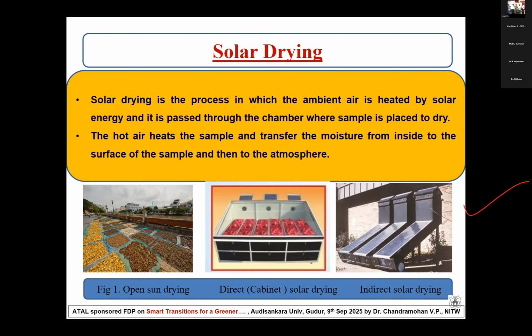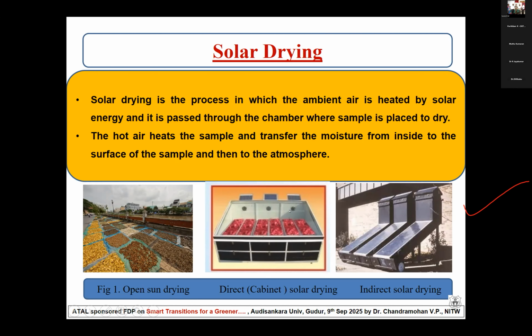You can imagine, the air temperature is increased to 70 to 80 degrees Celsius, and because it is free energy, we are not using any electrical energy to heat the air, so it is much more beneficial to us. That temperature is used to heat the food product, and the food product is allowed to get the heat and then the moisture is removed from the food product. So this is the case in indirect solar drying.